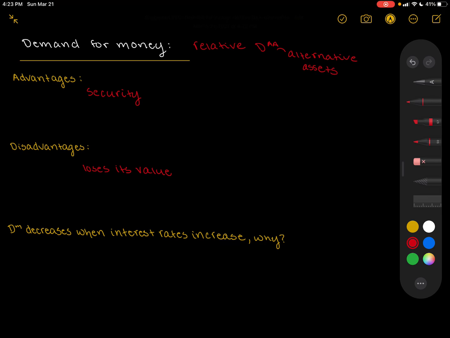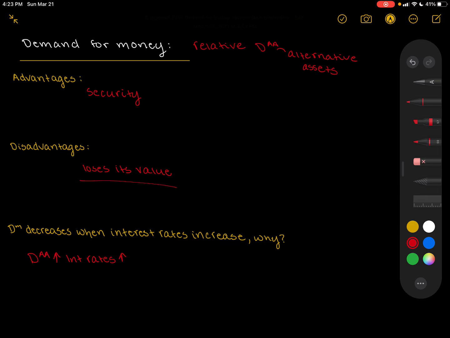And for this last part, we want to know why the demand for money decreases when interest rates increase. Well, this comes back to the demand for these alternative assets that we talked about at the beginning. This is because our demand for these alternative assets increases when our interest rates increase. That occurs because as soon as interest rates go up, we can earn a decent amount back on other assets. So if I buy bonds and the interest rate increases, then I'm going to earn a greater return versus holding on to my money right now. That's not gaining me anything.